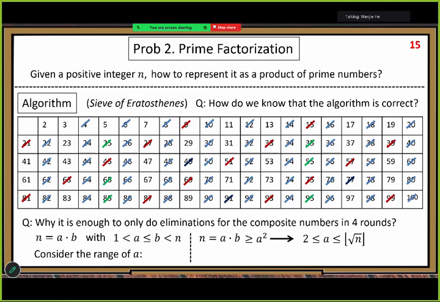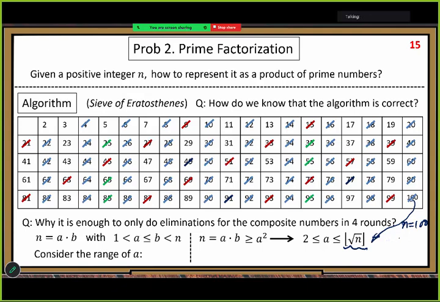Okay? This is the upper bound for A, this expression. Now, let's look at this here. N equals 100, right? N equals 100. A less than or equal to root of 100, that's 10.